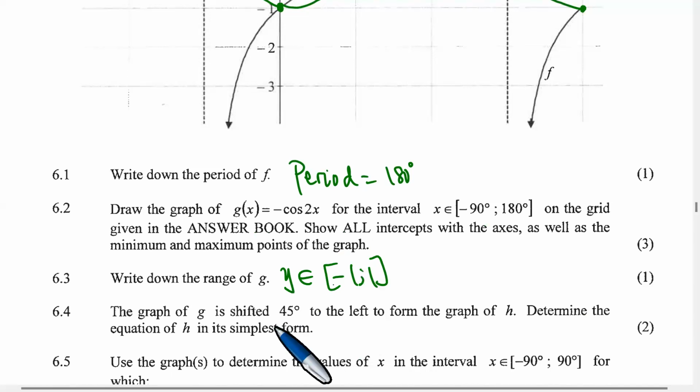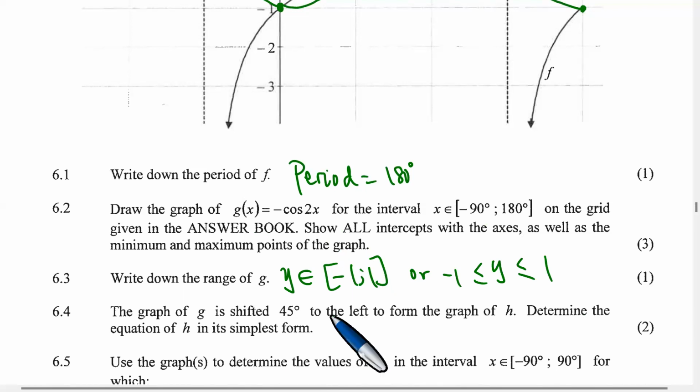All right, so this is the range of the function g. If you don't want to write it like this, you write that y is between -1 and 1. Okay, the graph of g is shifted 45 units to the left to form the graph of h, determine the equation of h in simplest form.